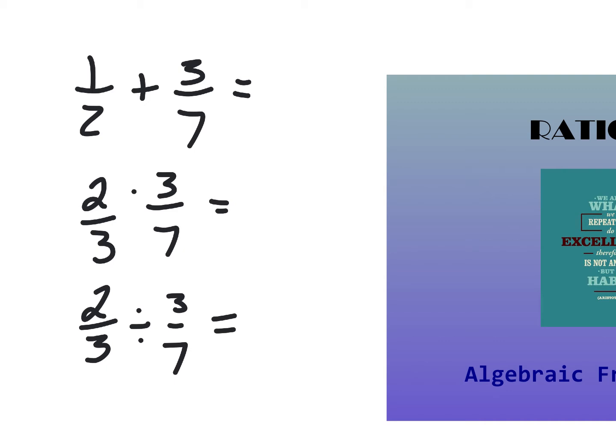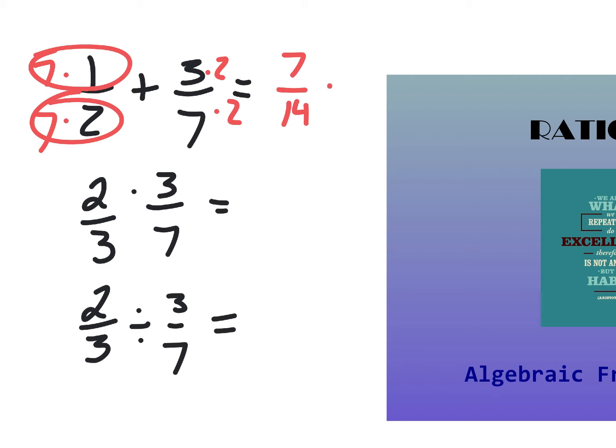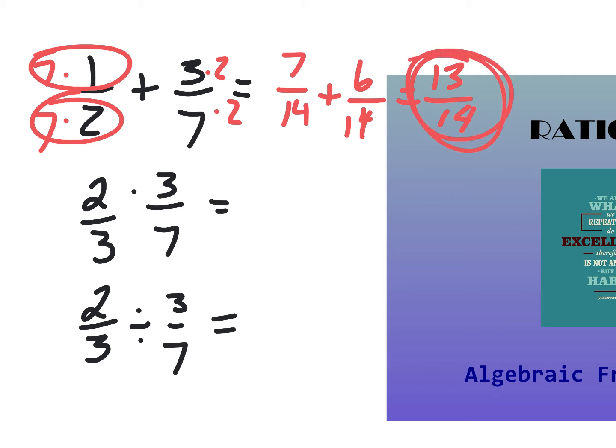All right, Eddie, what's a good denominator for that first one? 14. Good. So I multiply this by 7 and 7, by 2 and by 2. And then it ends up being 7 over 14 plus 6 over 14. And that equals... Kennedy, what'd you get? I got 13. You are correct. 13 over 14.